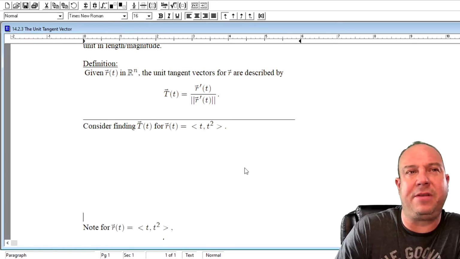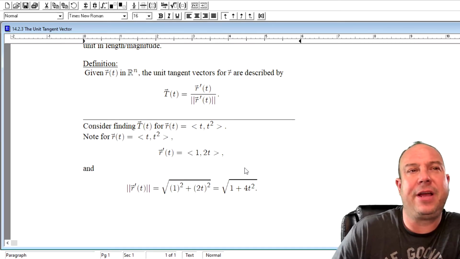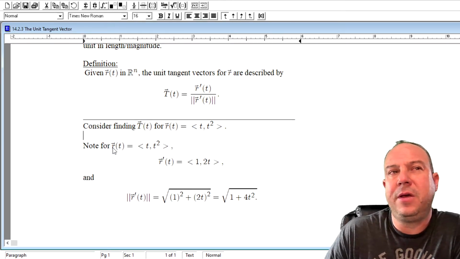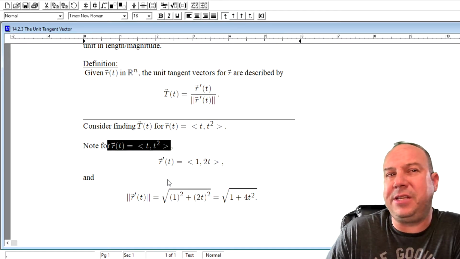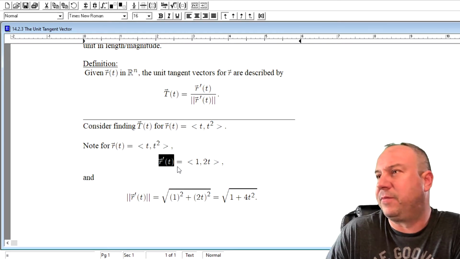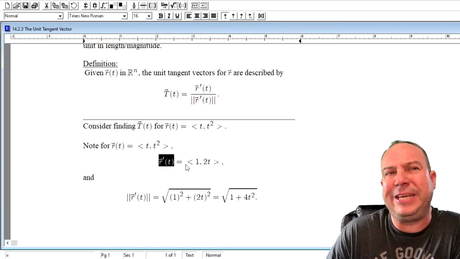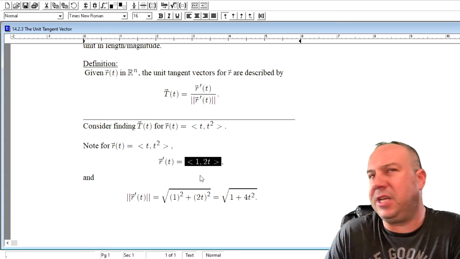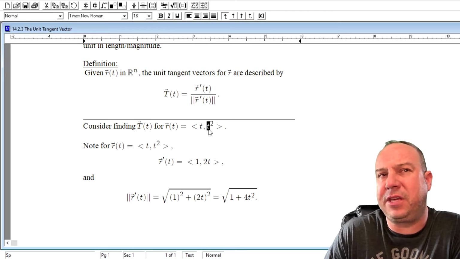And let's take note of how that all forms. If I bring this up into view, all right? Note, for r bar of t equal to t comma t squared, the description of tangent behavior given by r bar prime of t is 1 comma 2t. It's the derivative of the components for this vector. The derivative of t is 1, and the derivative of t squared is 2t.